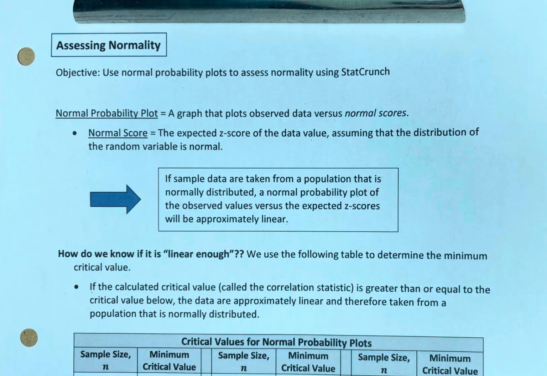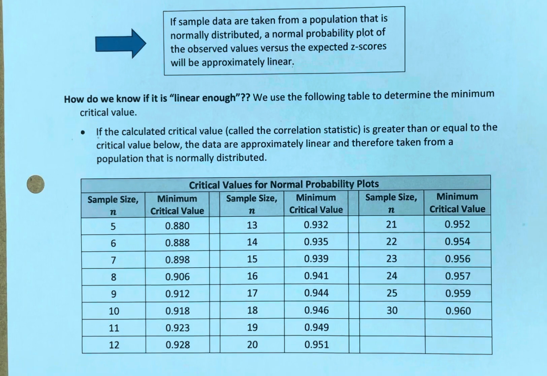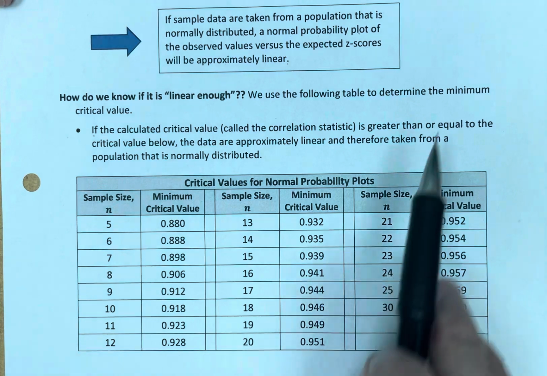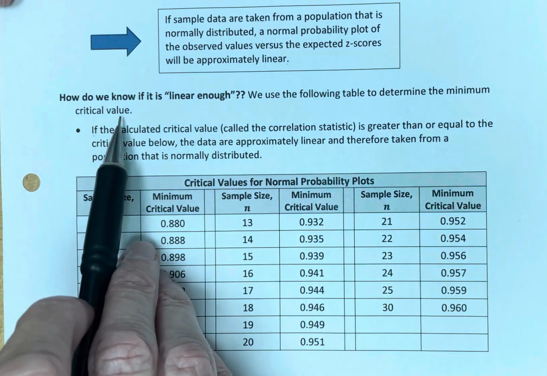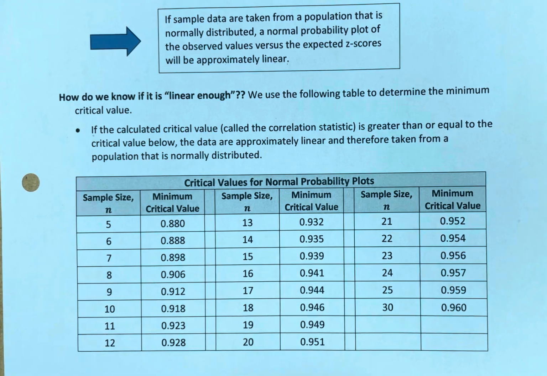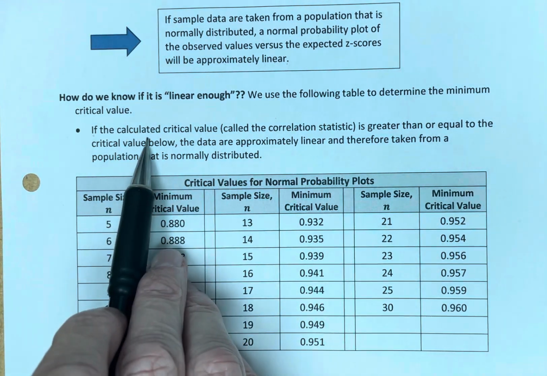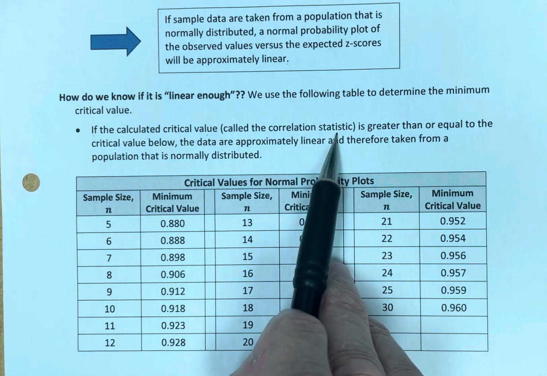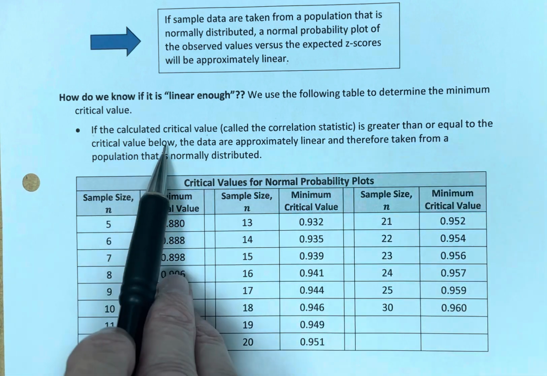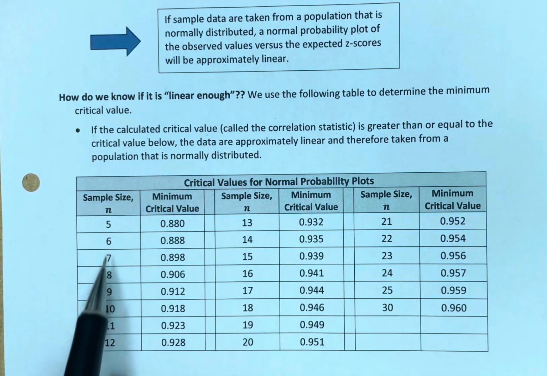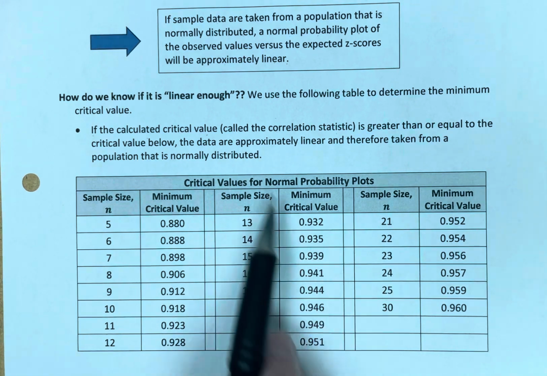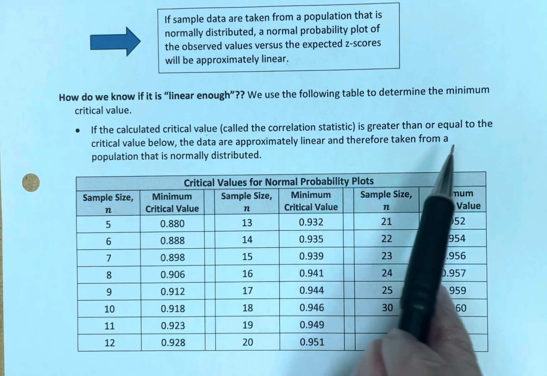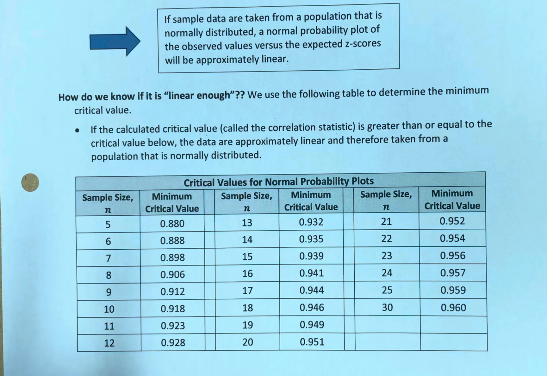We're going to use this table below. So let me come down to here and we'll talk about this table. We're going to use this table to determine what's called a minimum critical value, a minimum correlation statistic. If the calculated value, which StatCrunch is going to do for us, called the correlation statistic, is greater than or equal to the critical value below, which is dependent upon the sample size, then we'll say that the data are approximately linear, and therefore the data are taken from a population that is normally distributed.